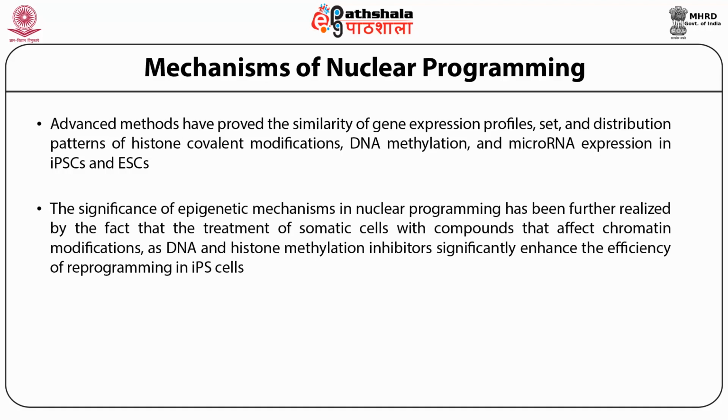So the significance of these epigenetic mechanisms in nuclear reprogramming is also further supported by the fact that if you treat somatic cells with compounds that affect chromatin modifications, like DNA and histone methylation inhibitors, you can significantly enhance the efficiency of reprogramming in iPS cells. As we have already studied, in embryonic stem cells the chromatin is usually in an active state, so anything which induces the chromatin towards that active state definitely improves reprogramming of the differentiated cell to an active pluripotent cell.